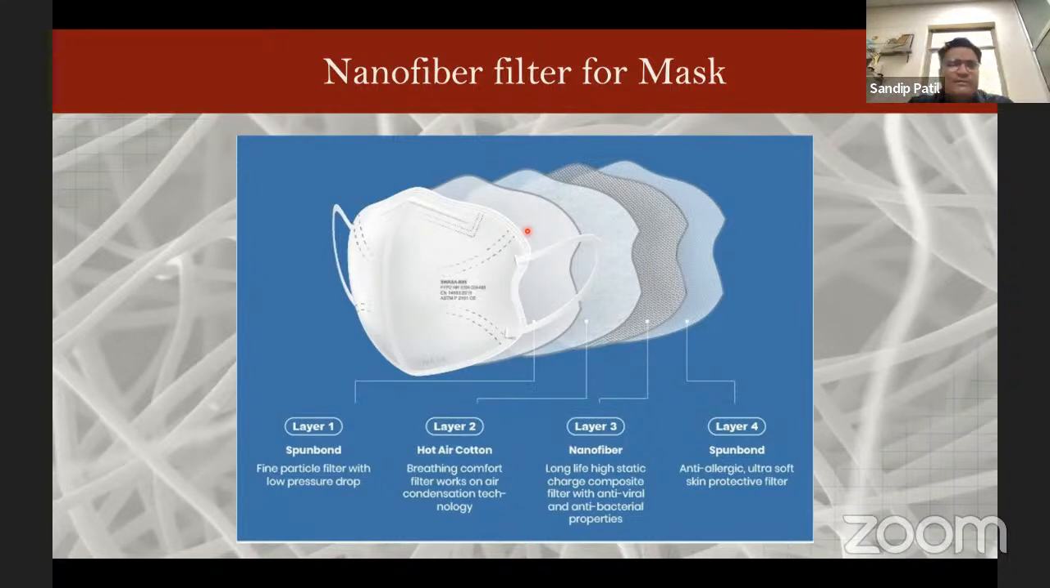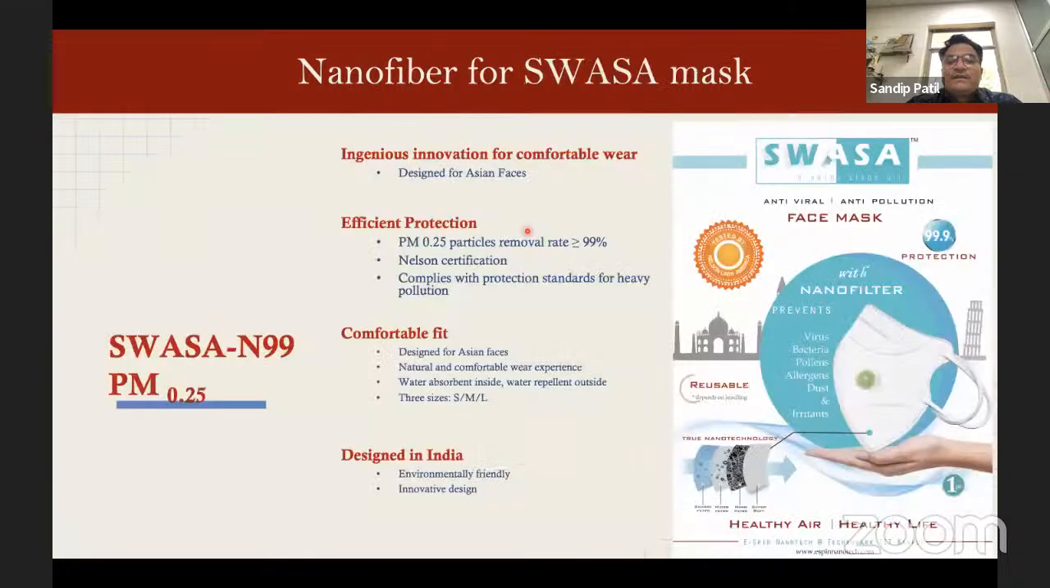So considering all the aspects, we created this mask in 2017 using the nanofiber technology, and we were able to build a very nice mask with a lower pressure drop. This mask was launched as N99, and it was completely based on the technique that we invented, a nanofiber filter used in the mask, and it was tested by Nelson Laboratory. I must say on this platform that it was the first mask tested for virus and bacteria. Even 3M did not have that.